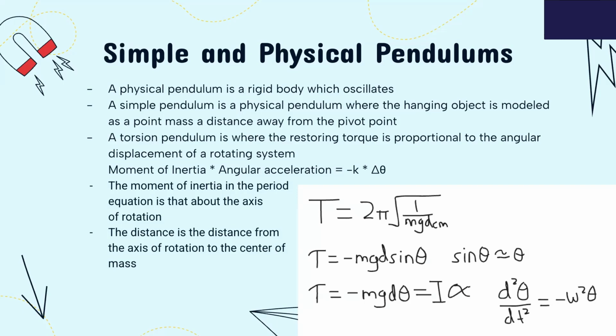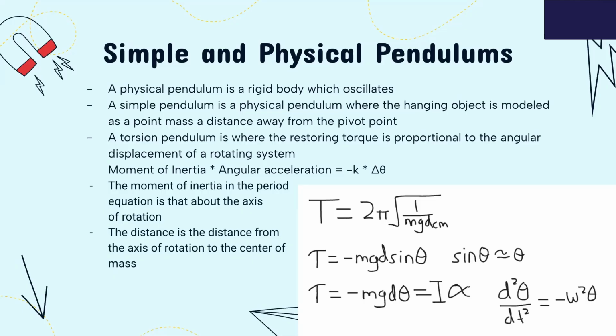And for a torsion pendulum, the moment of inertia, I, times the angular acceleration equals minus k times the change in theta. And the moment of inertia in the following period equation that I included is that about the axis of rotation. So for a physical pendulum, period equals 2 pi square root of I over mg d center of mass. So I is the moment of inertia about the axis of rotation. The d center of mass is the distance from the axis of rotation to the center of mass.